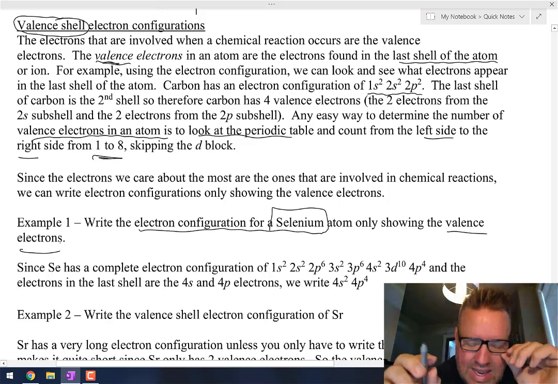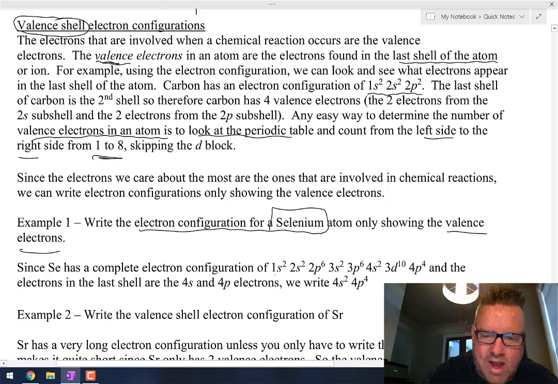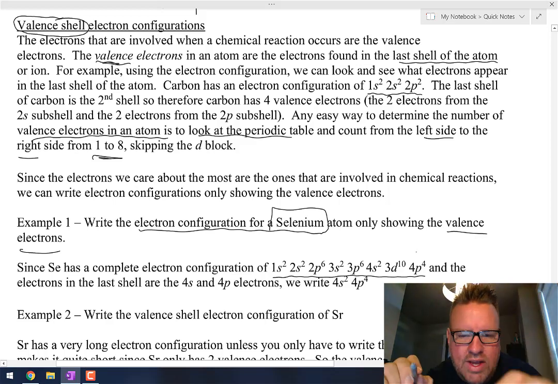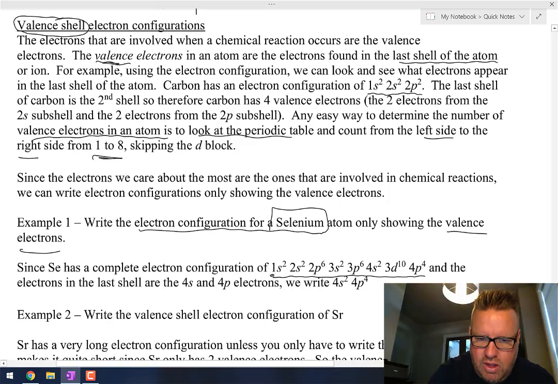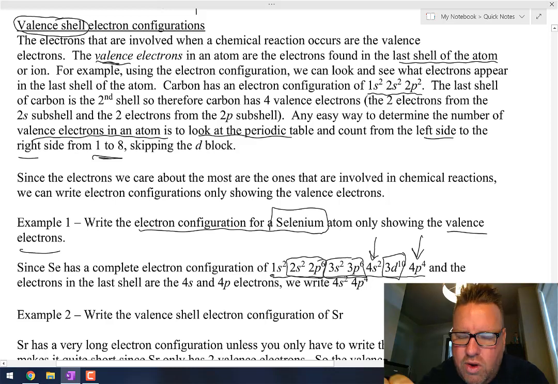So, again, to start this out, sometimes it's helpful to write out the whole thing. So here's normal old selenium, 1s2 all the way up to 4p4. Okay, and then we look and we say, okay, which electrons are in the last shell? Well, here's the first shell. Here's the second shell. Here's the third shell. And then right here and right here, that is the fourth shell. That is the last shell. Those are the valence electrons.